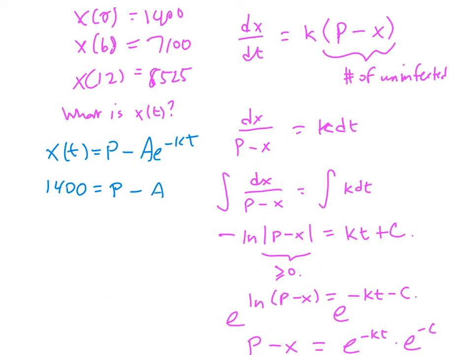And then when t is 6, I've got 7100 on this side. I still have this term of p here. And now I'm subtracting a times e to the minus 6k, because t is 6. And then when t is 12, I've got 8525, weird random number there, equals p minus a e to the negative 12k. So I think that's what I have so far. And now it's just a matter of figuring out how in the world I am going to solve this system of equations here.